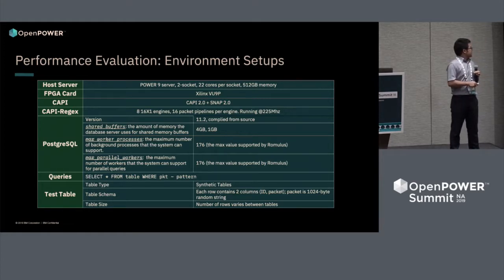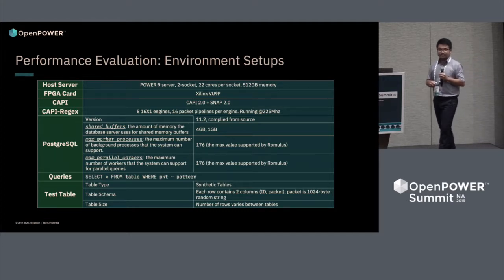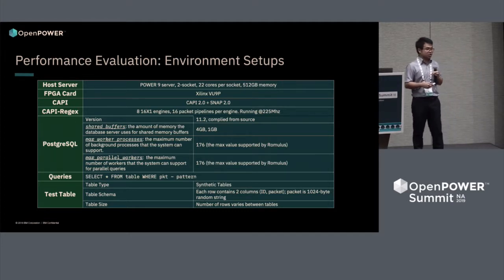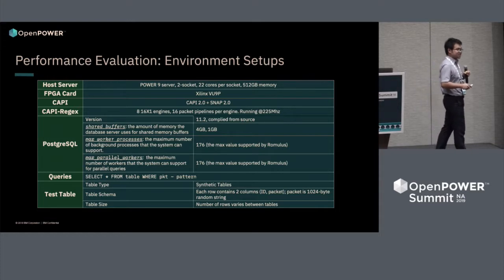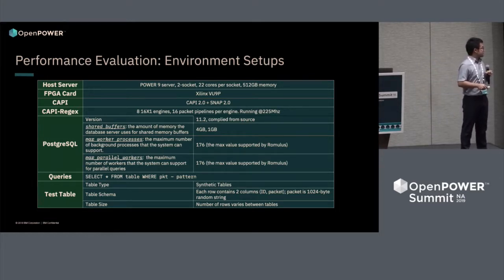And then for the engines, we use eight engines. Each engine has 16 packet pipelines, which means each engine is able to process 16 strings at the same time. And the FPGA logic is running at a clock frequency of 225 megahertz.